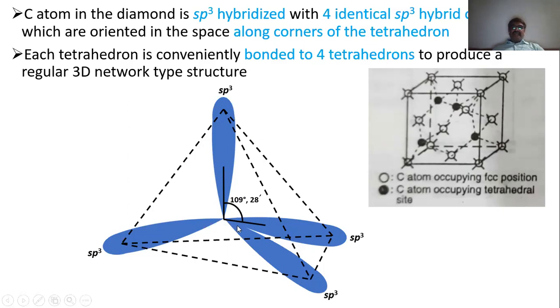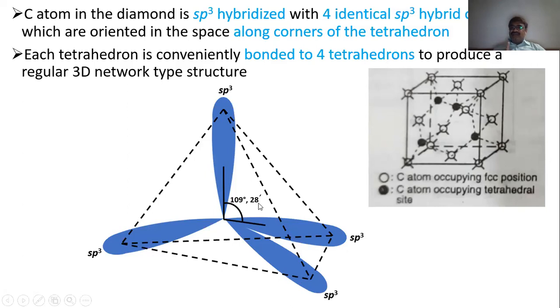Important one is that I have told you that p is a directional orbital. So it will make four sp3 orbitals along the four corners of a tetrahedron. This is the diagram of the tetrahedron, and you will find that sp3 orbitals are along the four corners of a tetrahedron, in such a way that the angle between the two is equal to 109 degree 28 minutes.